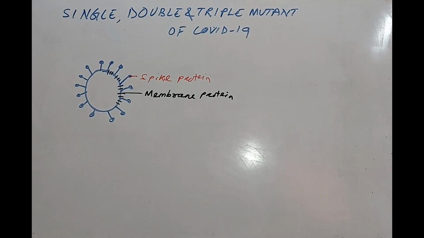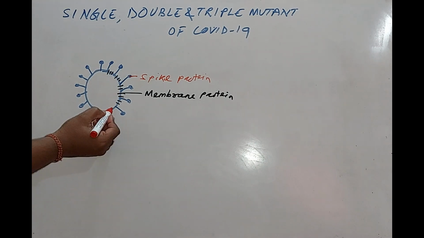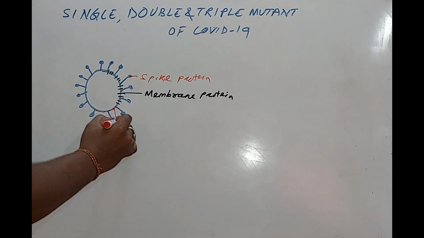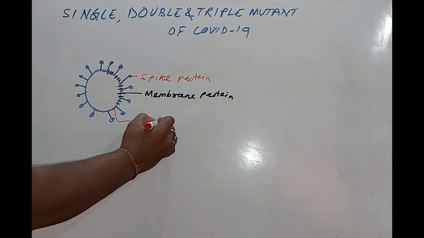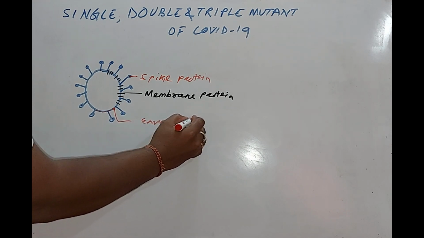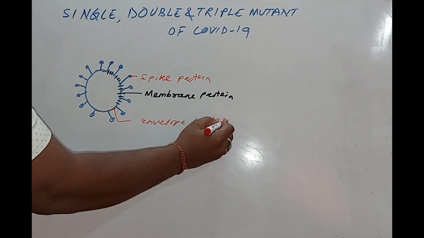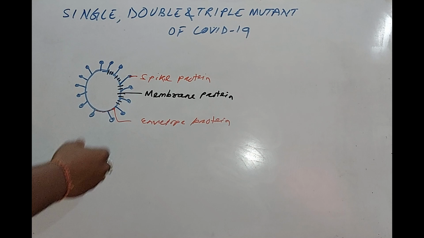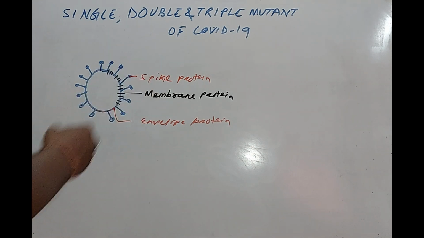Similarly, the envelope also is associated somewhere like this, and this is known as the envelope protein. So one is envelope protein, one is membrane protein, one is the spike protein.